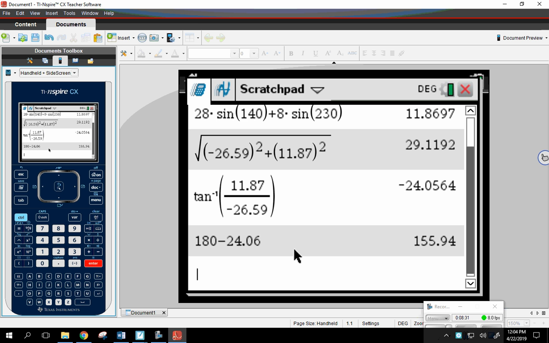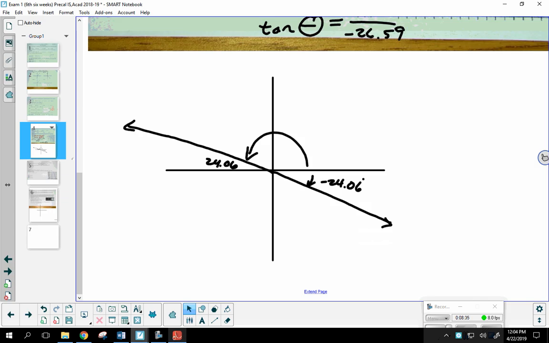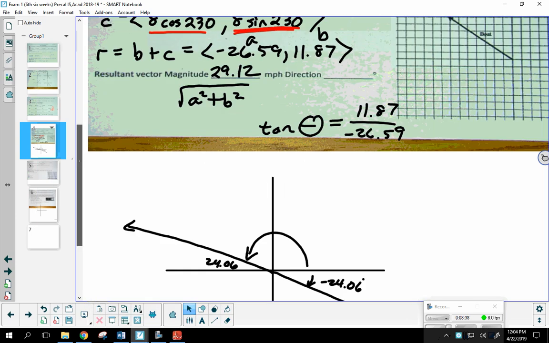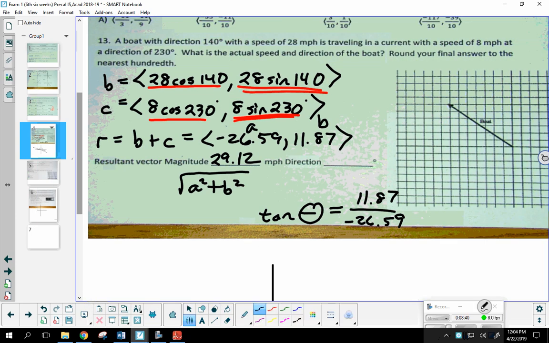That's the answer. That's it. That's the angle measure, 155.94. I think probably even say 156. Okay, 155.94 degrees.